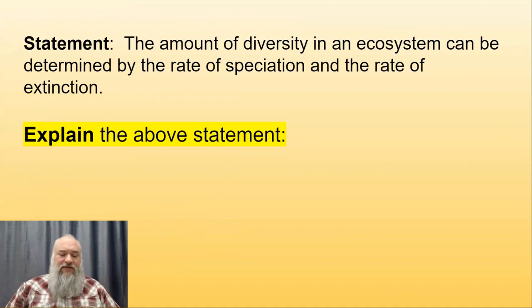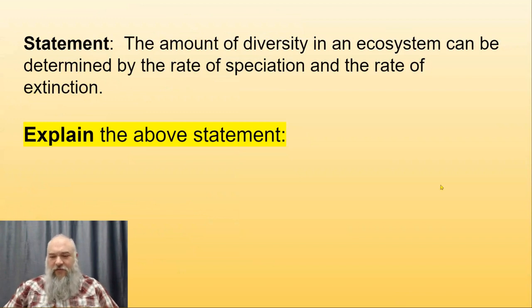Here's a statement that I'd like you to explain. The amount of diversity in an ecosystem can be determined by the rate of speciation and the rate of extinction. So how much diversity there is, the number of different types of organisms, can be determined if you know the rate of speciation and the rate of extinction. Explain that for me. Pause it and think.